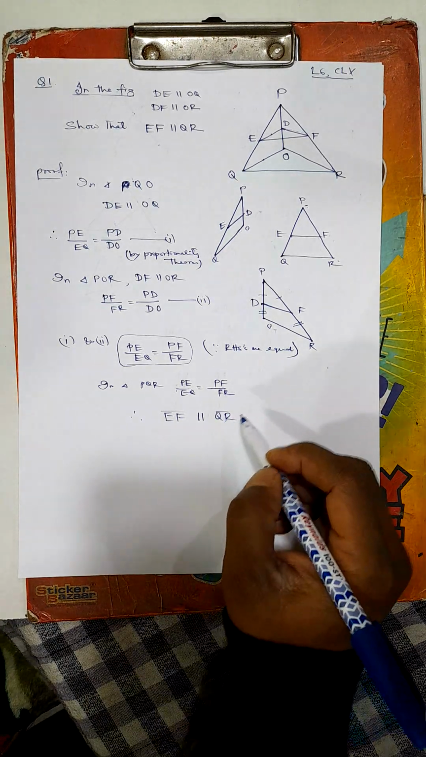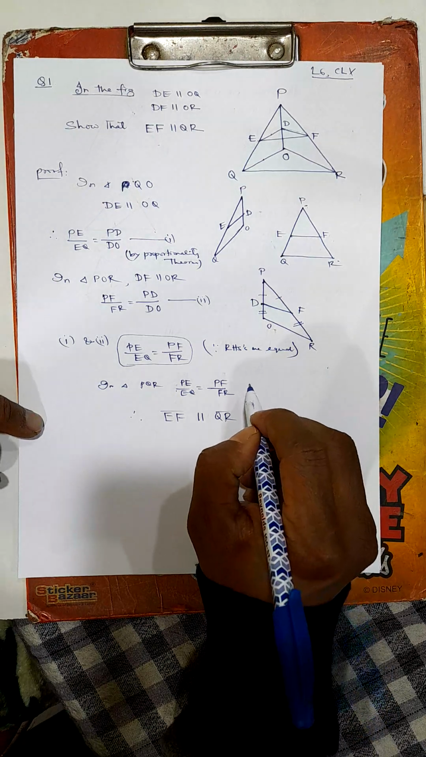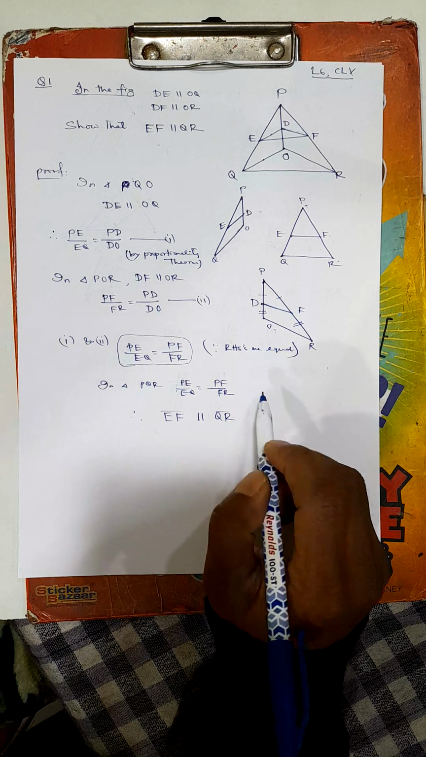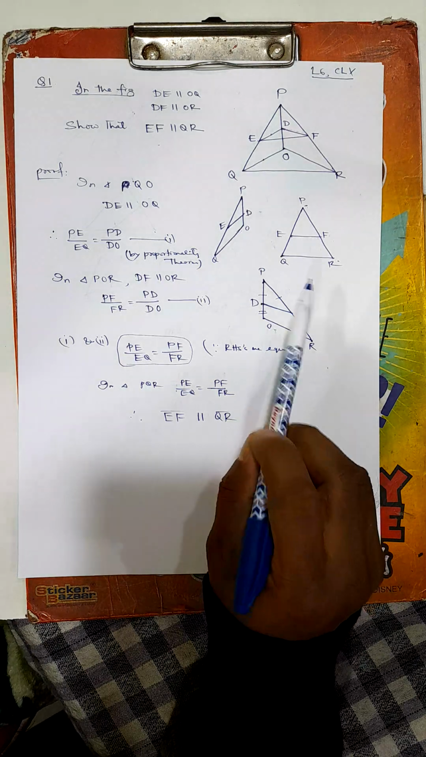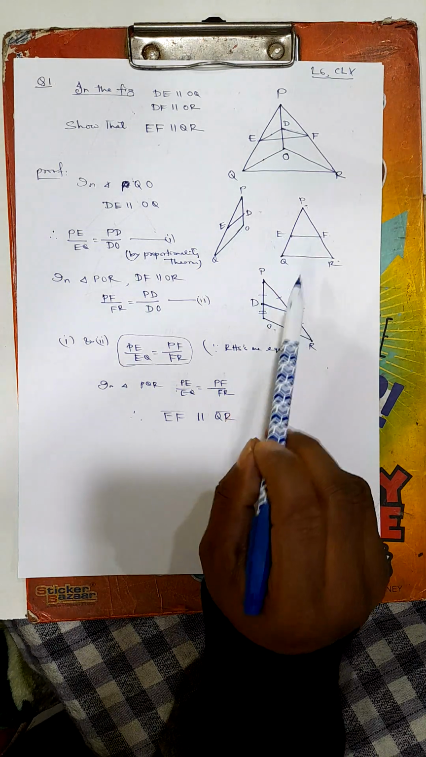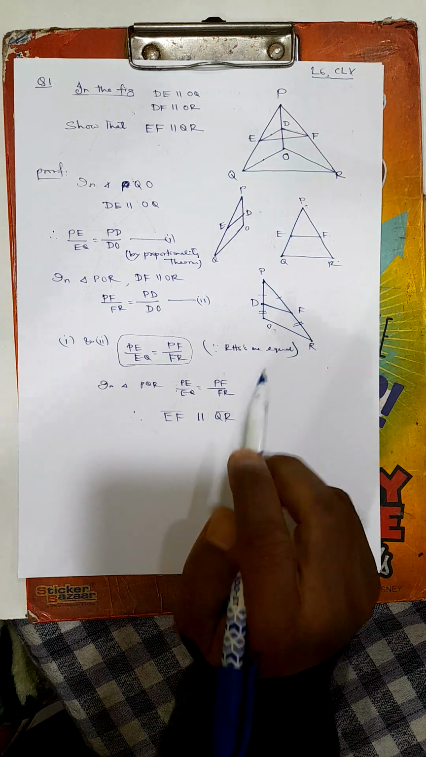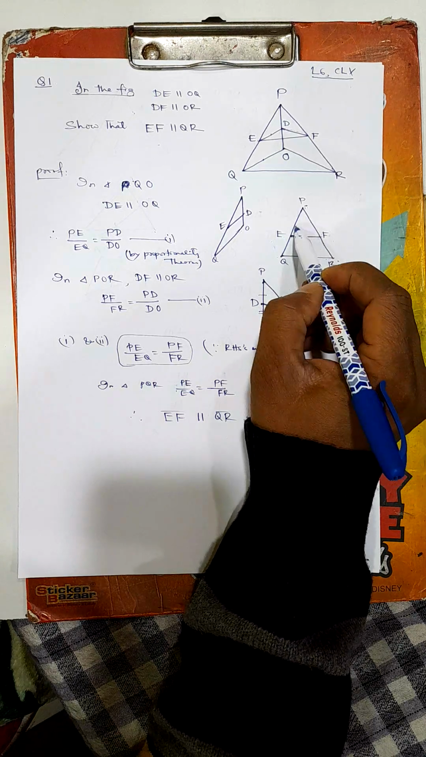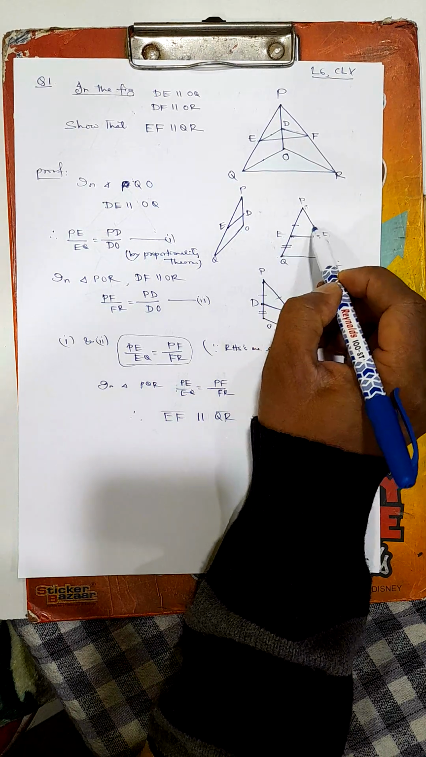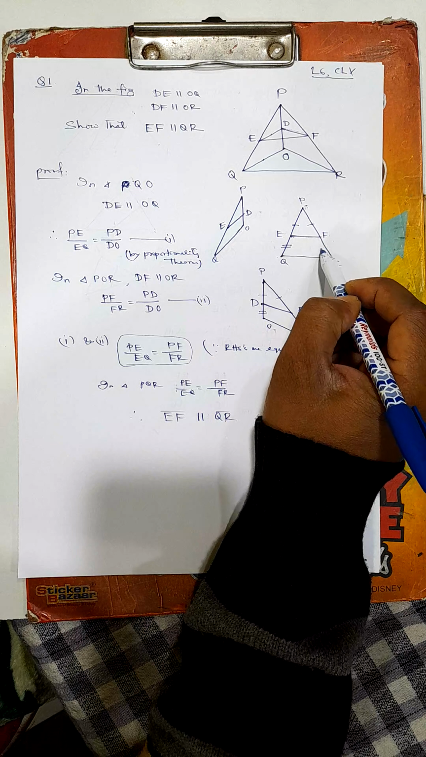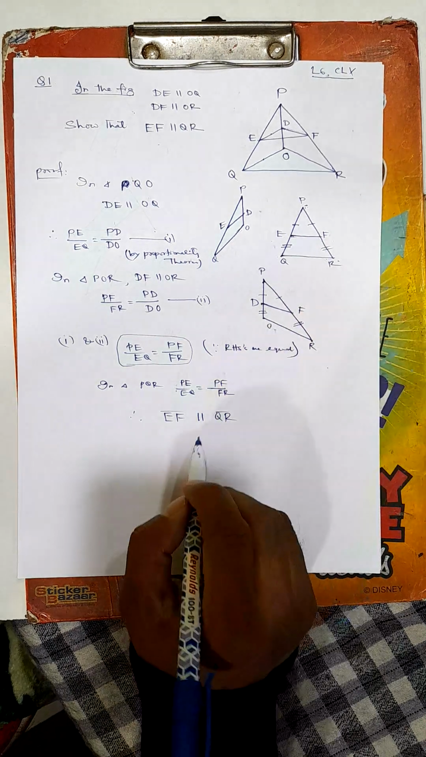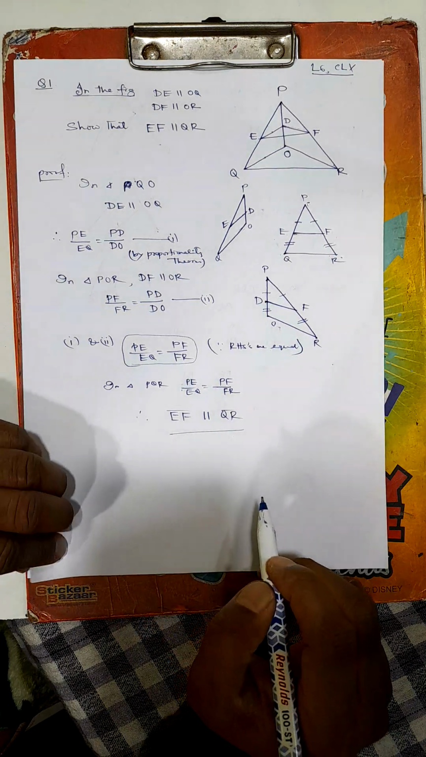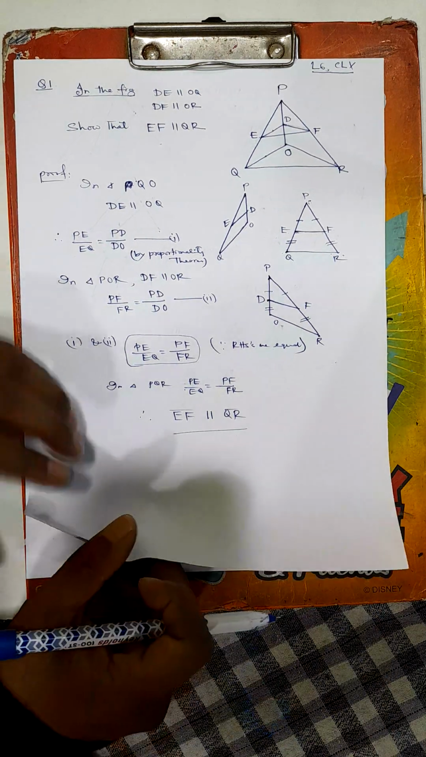So here you are using the converse of proportionality theorem. What is the converse of proportionality theorem? It says if a line divides two sides of a triangle in the same ratio, then it is parallel to the third side. Now EF divides PQ and PR in the same ratio, PE by EQ equals PF by FR. Therefore EF is parallel to QR. So this has to be proved.